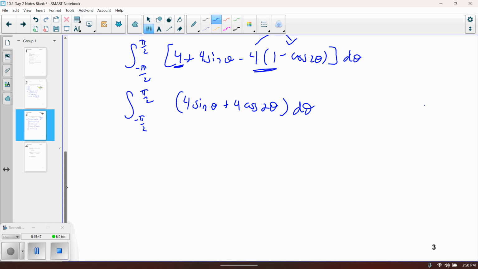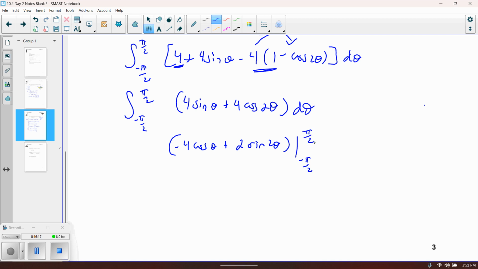Okay, now we can take our antiderivatives and plug the numbers in. So let's see what we get. 4 sine theta, the antiderivative is -4 cosine theta. 4 cosine of 2 theta is going to be, let's see, what is that going to be? That's going to be 1/2 sine of 2 theta. The 1/2 times the 4 gives me a 2. And we'll evaluate that from -pi/2 to pi/2.